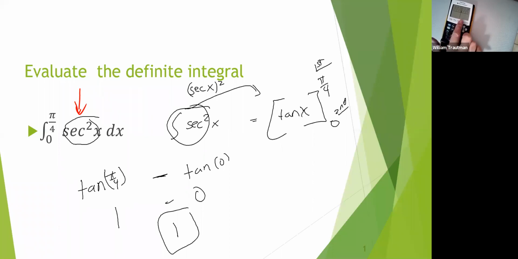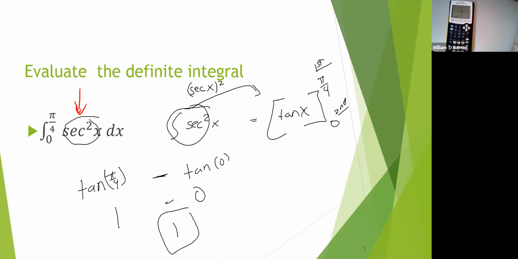So I do second trace, number 7, and I go from 0. Now I got to do pi over 4. There's pi. From pi divided by 4. Do you see pi over 4? That's my upper, and then when I hit enter, it gives me 1, an area of 1 from 0 to pi over 4. All right, so I got that.